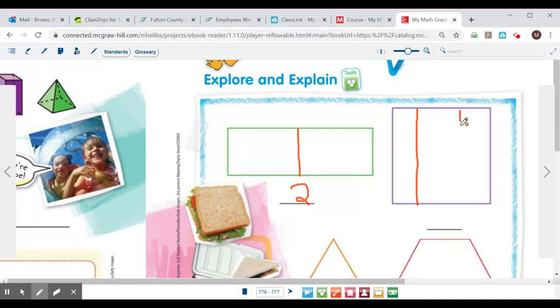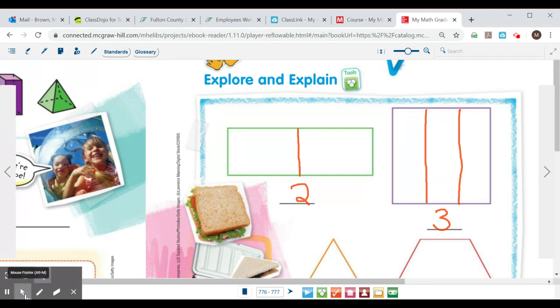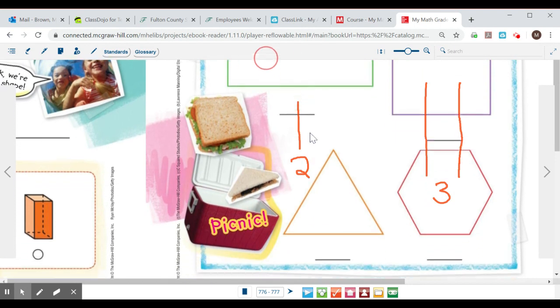Now remember, when I'm partitioning a shape, I want to try to make them as equal as possible. So they're not perfect, but they are getting towards making equal pieces. That gives me 3 equal pieces. I could always go back and try to make that a little bit better. Remember, when we are partitioning a shape, if we want 3 pieces, that means that we're going to have 2 lines, okay? That's a little bit better. So that gave me 3 equal pieces.